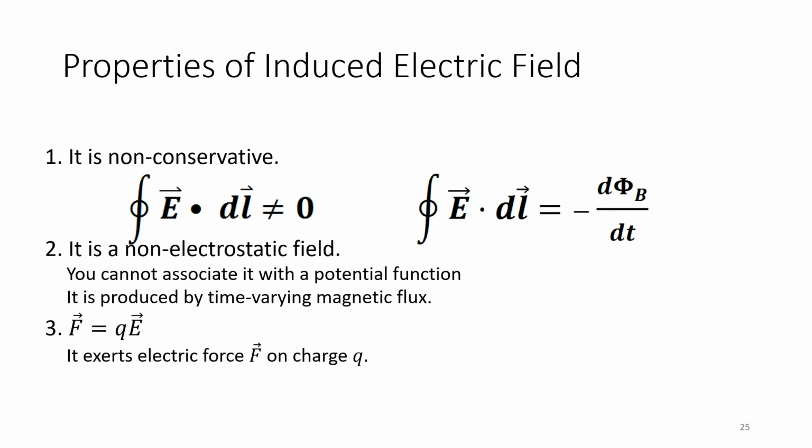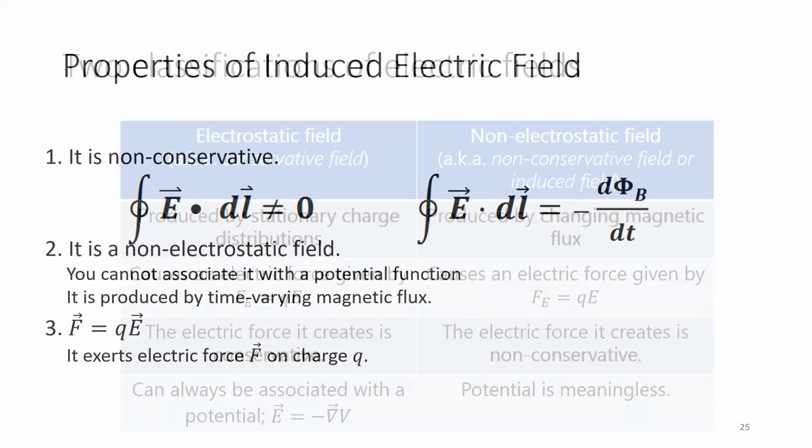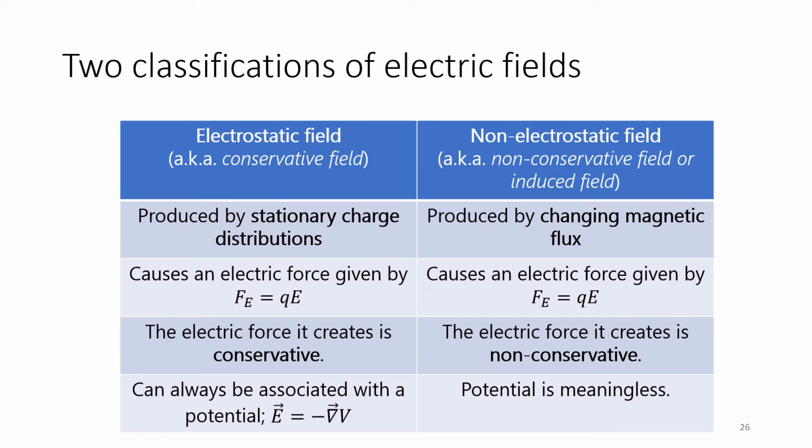So let's run by quickly on some of the properties of the induced electric field. You already know that it's non-conservative because its closed contour integral will not be equal to zero. This immediately leads to an admittedly advanced topic, it being a non-electrostatic field. Despite this, we can still associate an electric force with our usual equation. A comparison between electrostatic and non-electrostatic fields can be seen in this slide. You may pause it for a review.